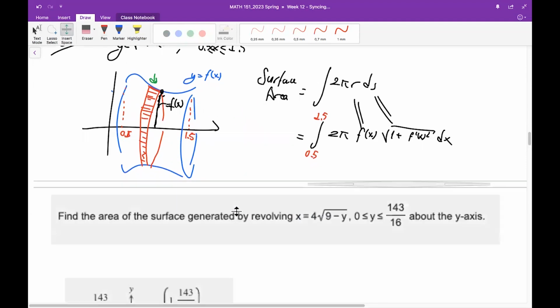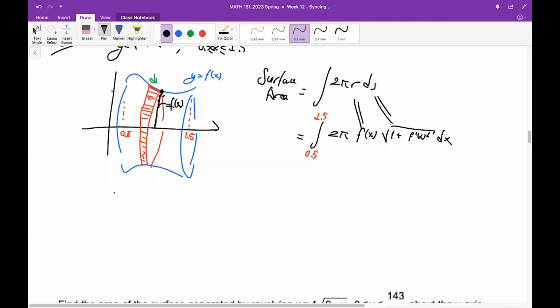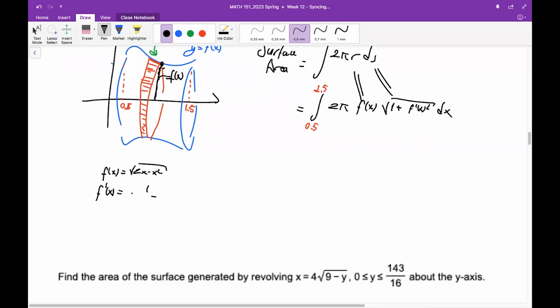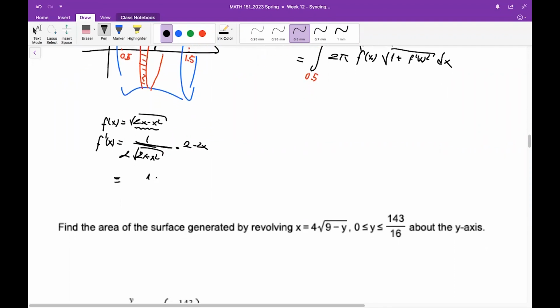Okay, now the rest is just computing things. Let's compute f prime, where f is given like that. What is the first derivative of this function? First of all, I take the derivative of the square root like this, and then I need to multiply it with the derivative of the inside part, which is 2 minus 2x, okay? If you simplify the 2's, the first derivative function will look like this: 1 minus x over the square root of 2x minus x squared. So this is the first derivative function. I will insert here the square of it, okay?